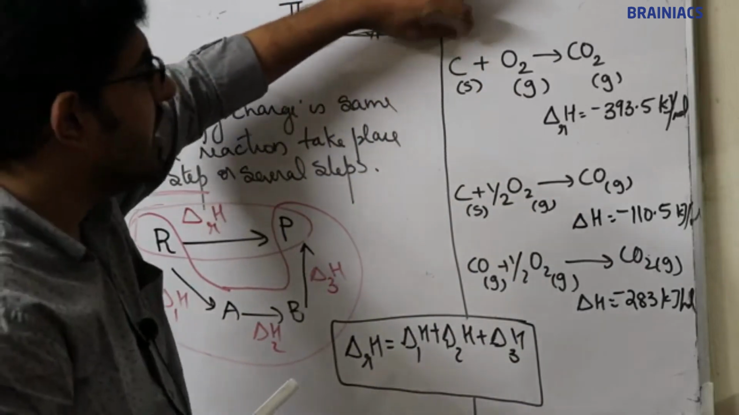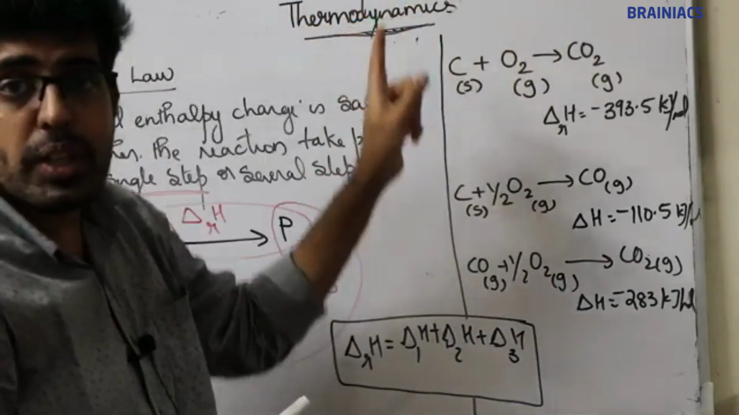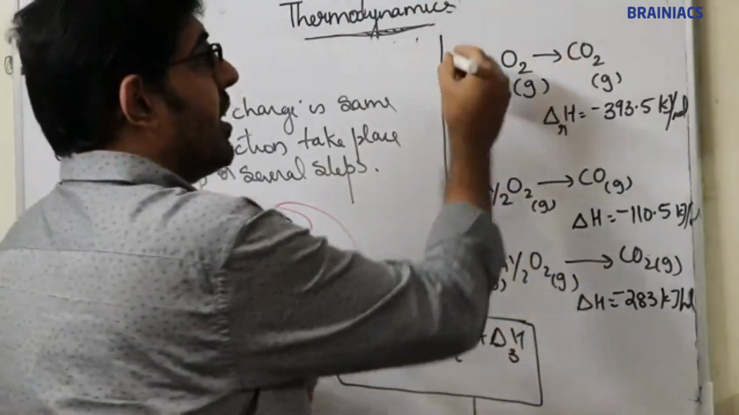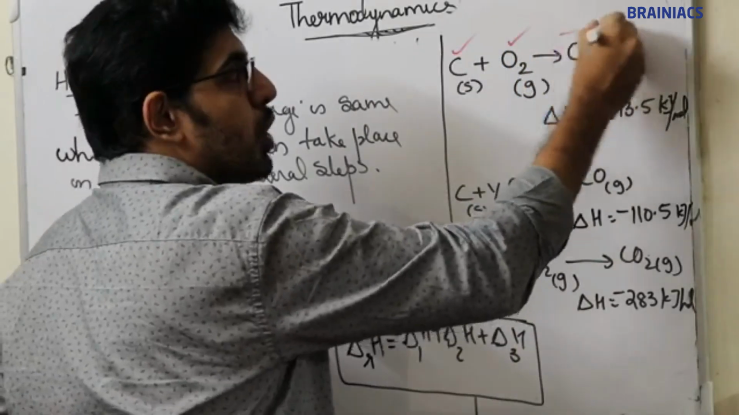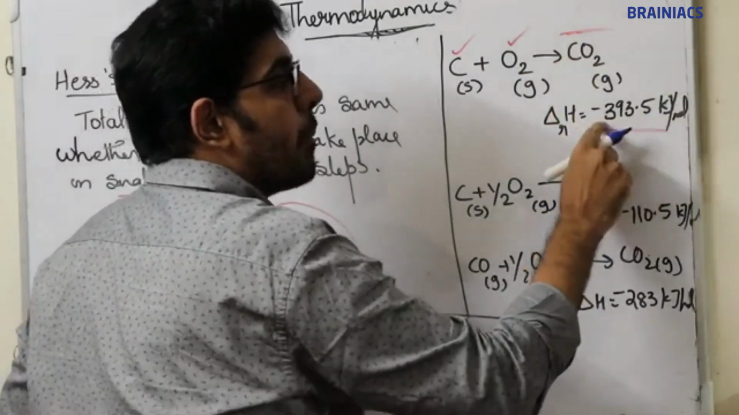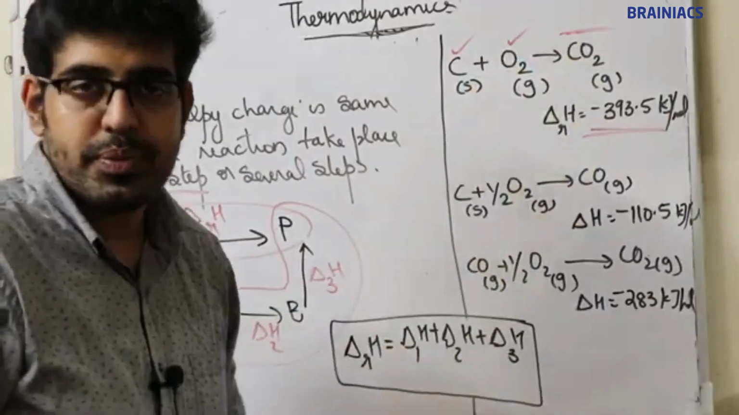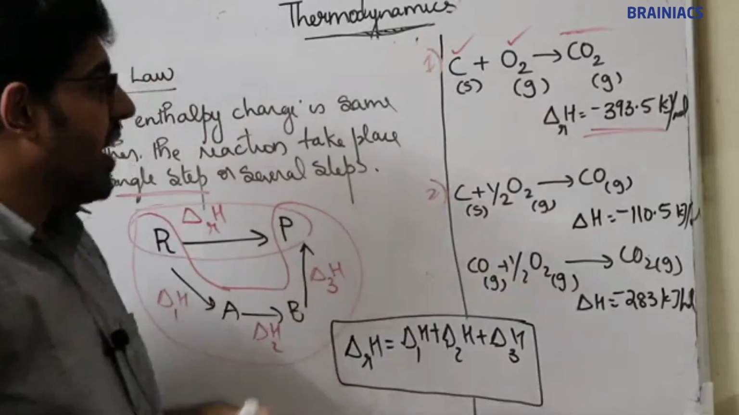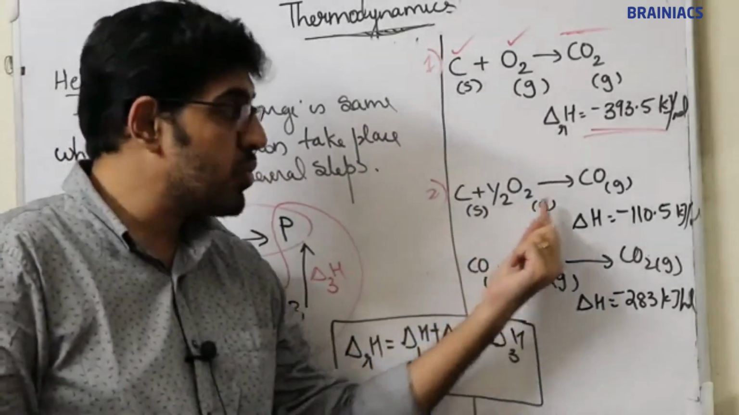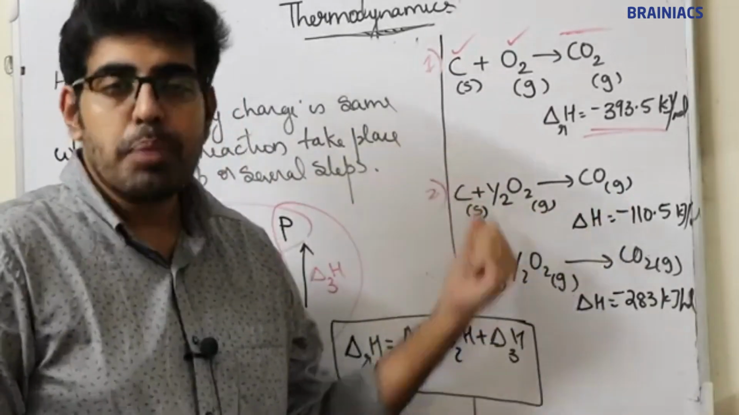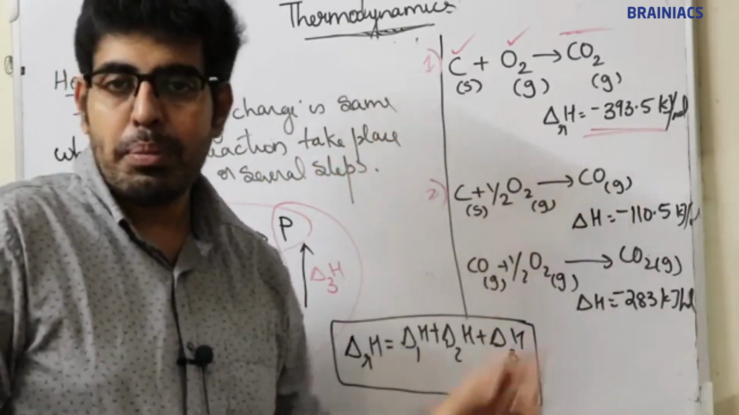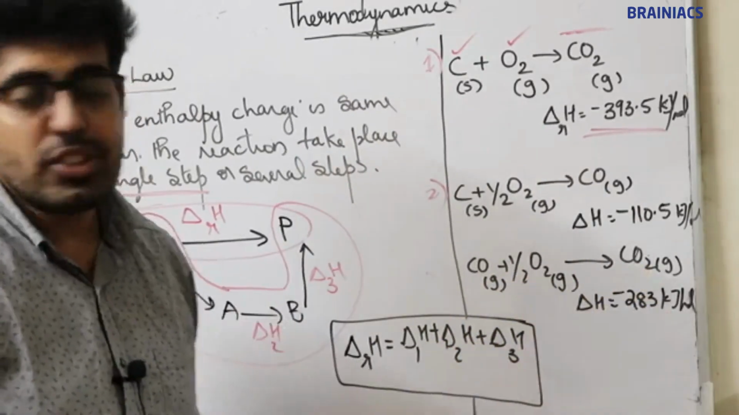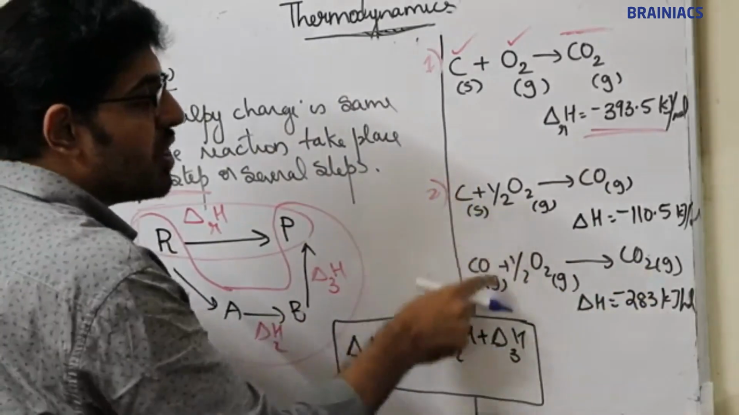Consider these three reactions. Here, carbon reacts with oxygen directly to produce carbon dioxide. Enthalpy is minus 393.5. Let it be reaction 1 and reaction 2. In the second reaction, carbon reacts with oxygen first to form carbon monoxide, and that carbon monoxide again reacts with oxygen to produce carbon dioxide. Here, the reaction takes place in two steps.